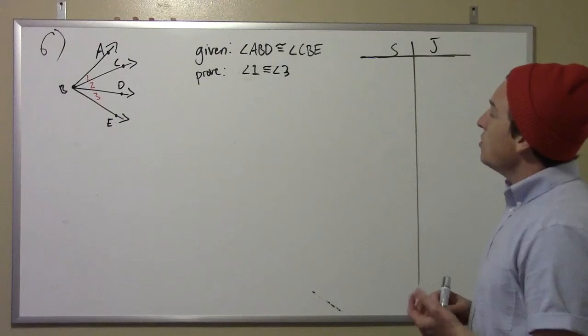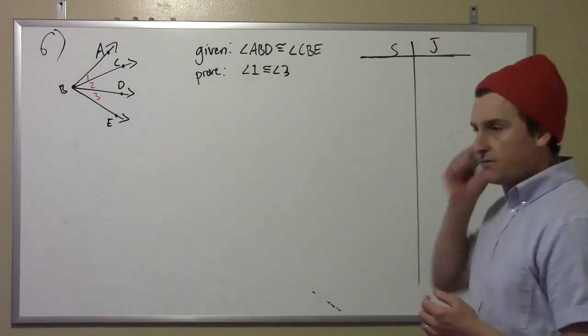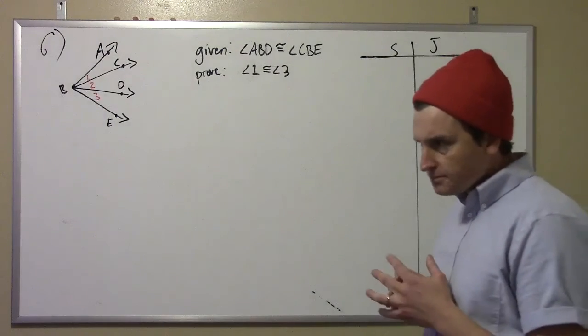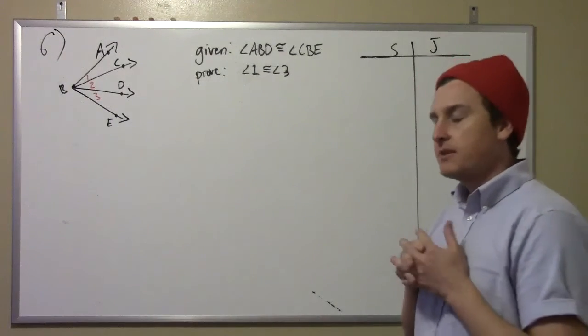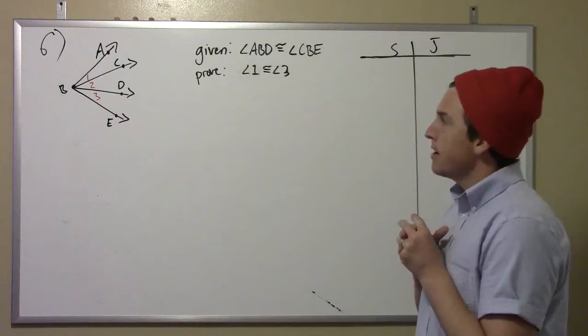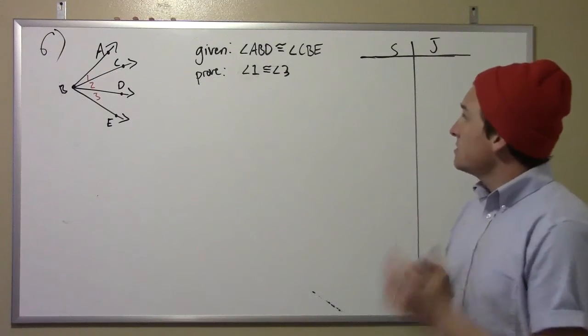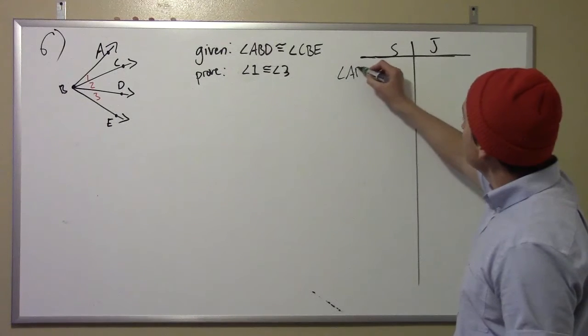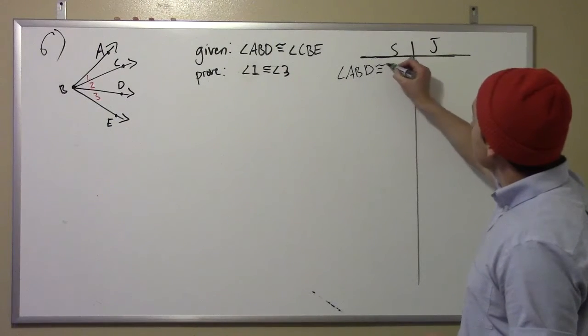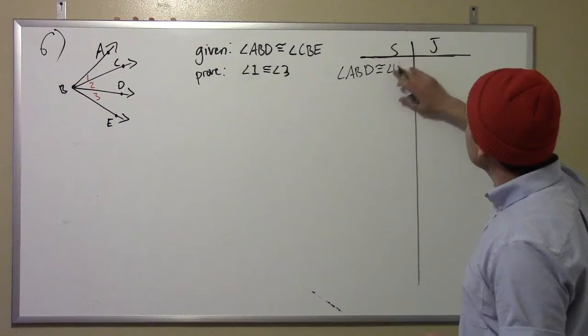Okay. So instead of using the addition property of equality, we're going to use the subtraction property of equality in this one. Otherwise, it's pretty similar. So let's start off with our given as usual. Angle ABD is congruent to angle CBE.